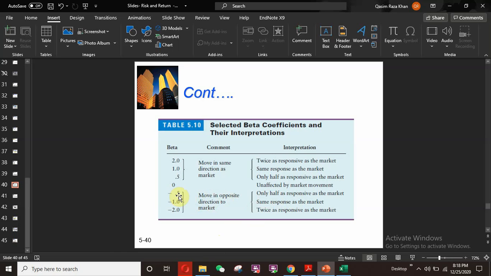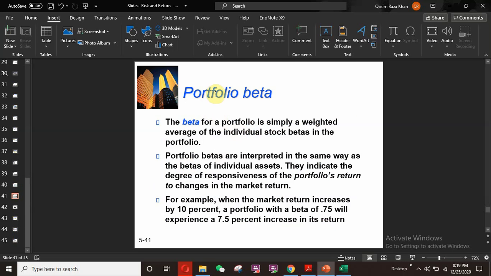अगर आपके -0.5 बीटा है, only half as responsive as the market, and at -1 same response as the market, and -2 is twice as responsive as the market. So these are the movement and the rate of change in the response to the market. So what about the portfolio beta?